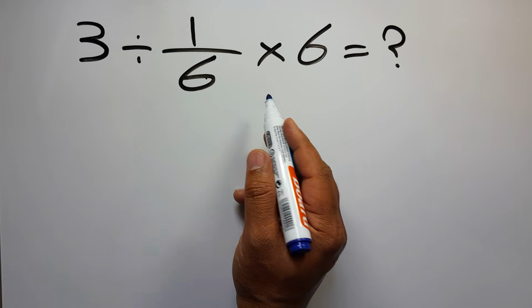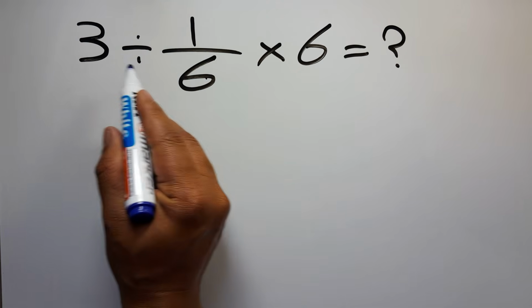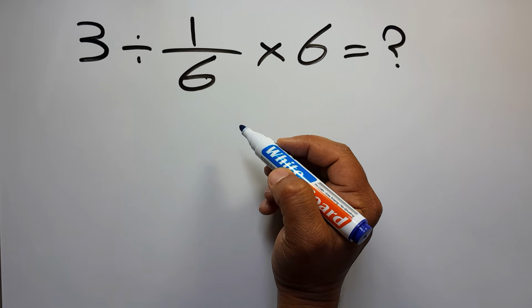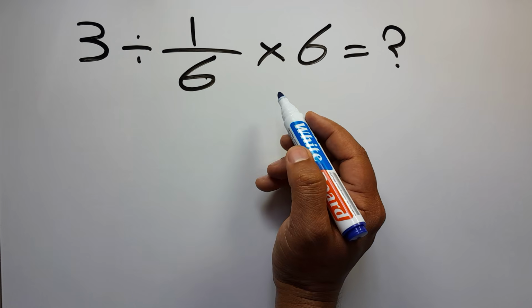In this video, we want to find the value of this expression: 3 divided by 1 over 6, then times 6. Are you ready to solve? Let's go and get started.